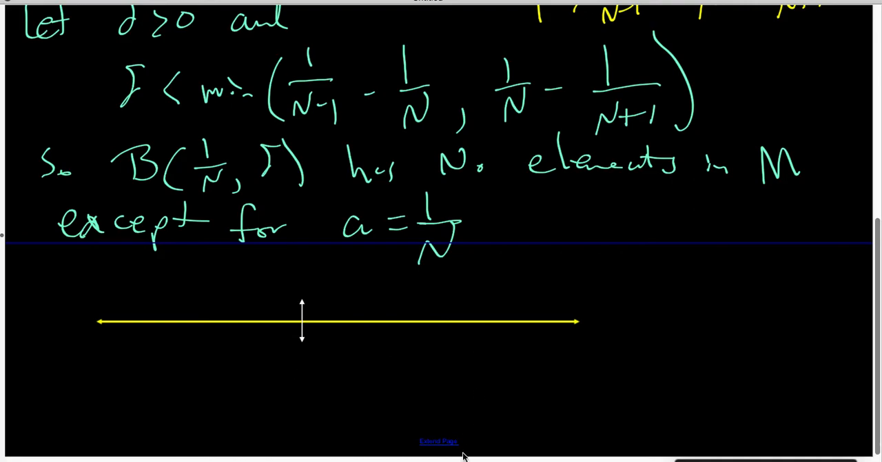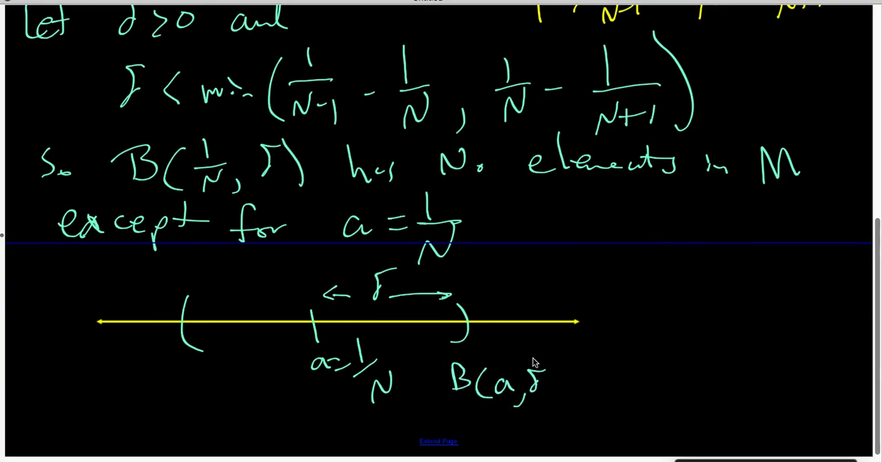Here is A, which is 1 over N. I have the delta ball, so this distance is delta. So that's my delta ball, centered at A of radius delta. And outside of that radius delta ball, on this side is 1 over N minus 1, and on this side is 1 over N plus 1.